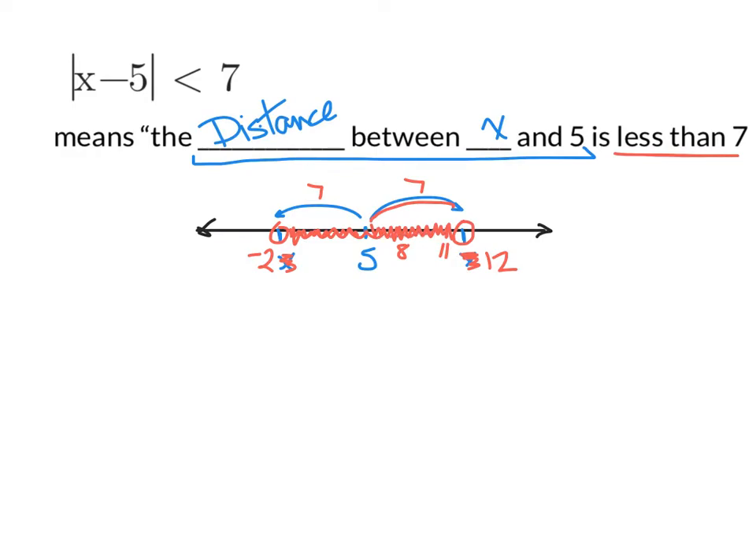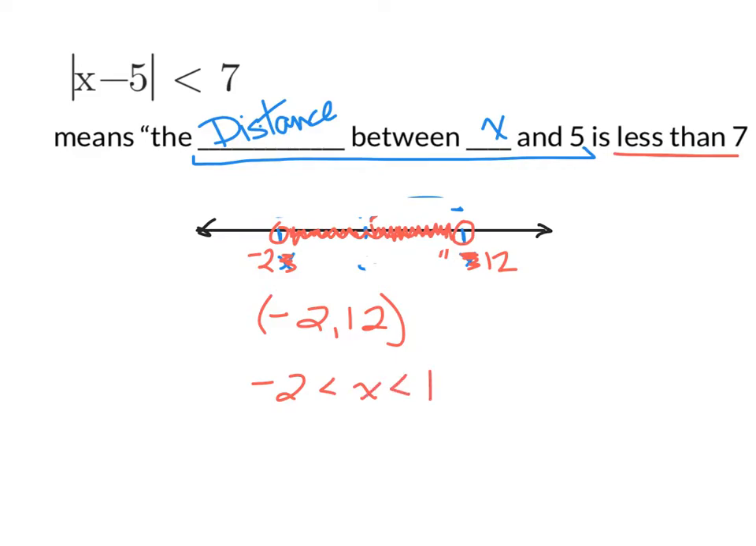To clean this up for you, look at all of our solutions. All of our solutions are what's in red here. All those numbers between -2 and 12. So in interval notation, that'd be from -2 to 12. And we're not going to equal either of them. In standard notation, as a compound inequality, we'd go from -2 is less than x, which is less than 12.